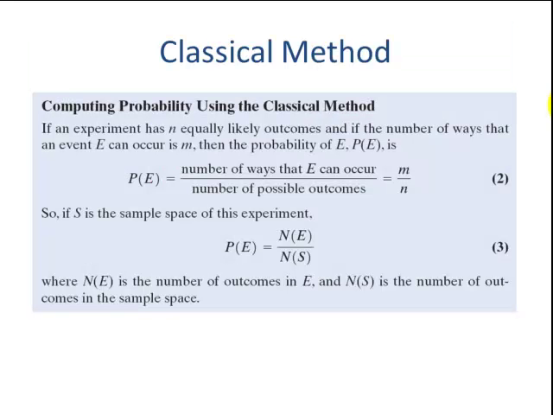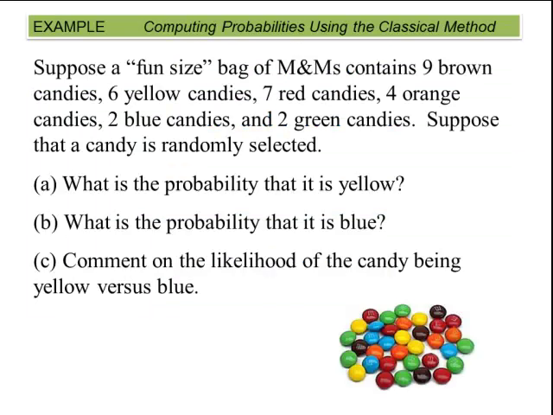So here's the formula for the classical method. You take the number of ways E can occur, and then you divide that by the total number of possible outcomes. And notice you do not have to perform an experiment. You just simply count how many ways the event E can occur and divide that by the total number of possible outcomes. This is stronger than the empirical method. Let's look at an example.